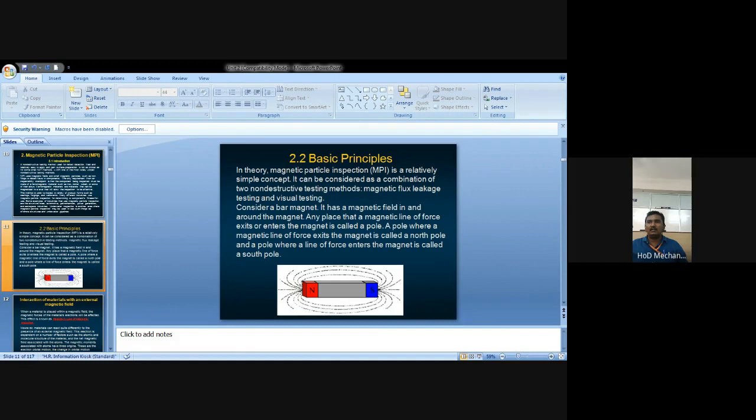Here, the theory of magnetic particle inspection is a relatively simple concept. It can be considered as a combination of two non-destructive testing methods. One is magnetic flux leakage testing and the other one is visual inspection.